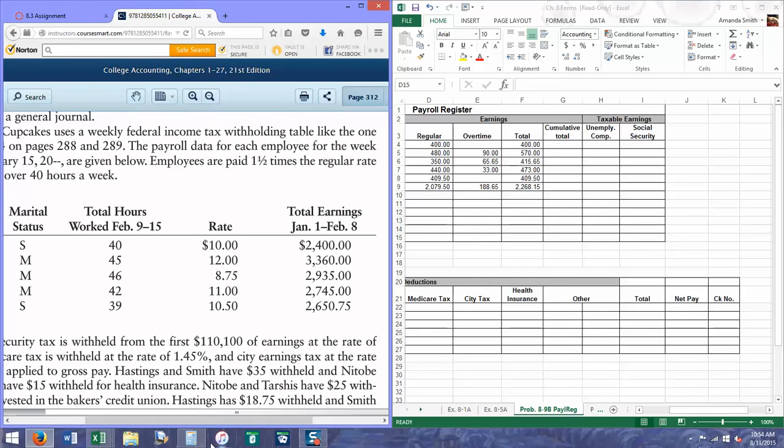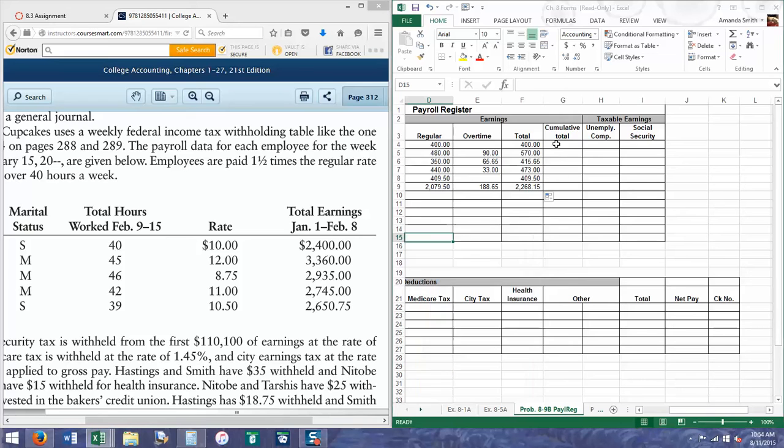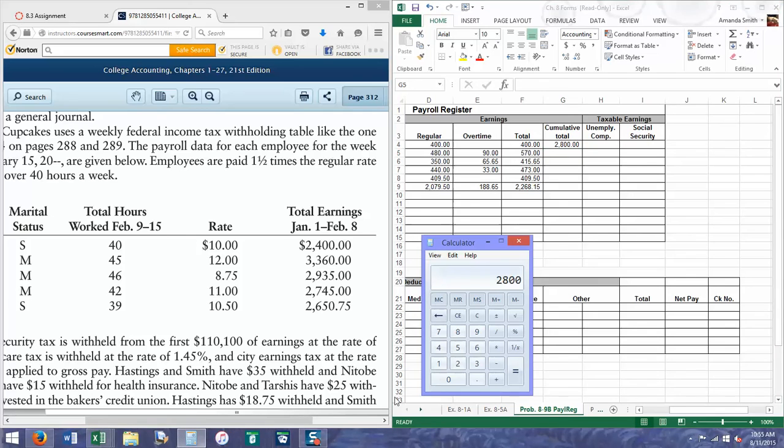So what they've earned so far. The first person earned $2,400 so far. To find out the cumulative total, we're going to take their total earnings plus the total of this paycheck. So in this case, it's going to be $2,400 plus $400. So their cumulative total is $2,800 so far. And we're going to do the same thing for the rest of the employees.